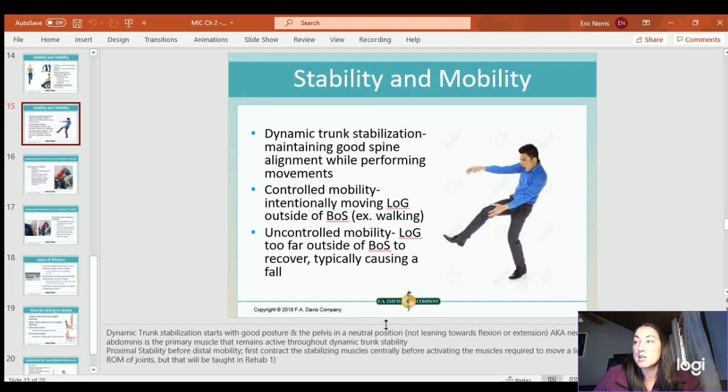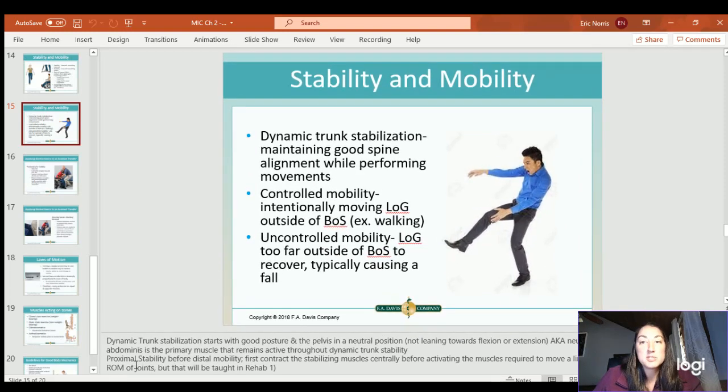One thing I wanted to talk about is this proximal stability before distal mobility, and your book has it in a different little saying in order to remember. That's how I learned it at school. And you want to basically contract your deep core muscles before you move a joint or an extremity.